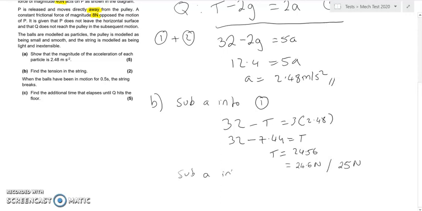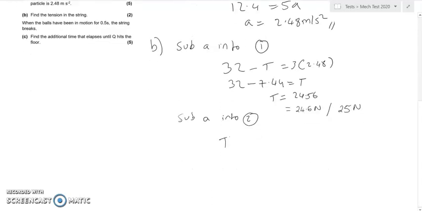So sub A into equation number 2. You've got T minus 2g is equal to 2 times 2.48. And so it's 19.6 plus 2 times 2.48. And it should give you the same answer. And lo and behold, it does. T is equal to 24.56. And as I said, here we definitely use g, so we should give our answer to 2 significant figures. So 25 newtons.